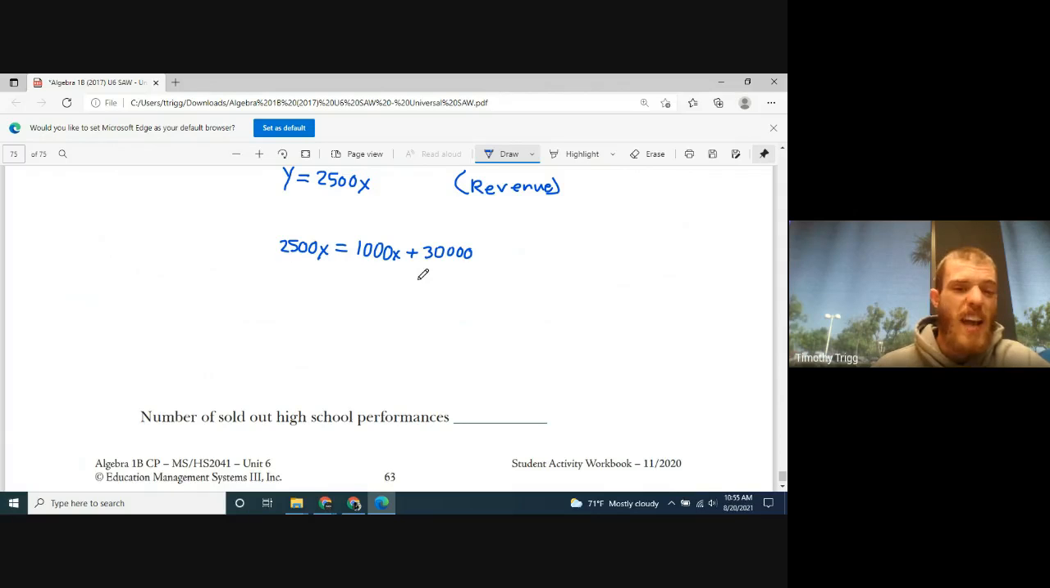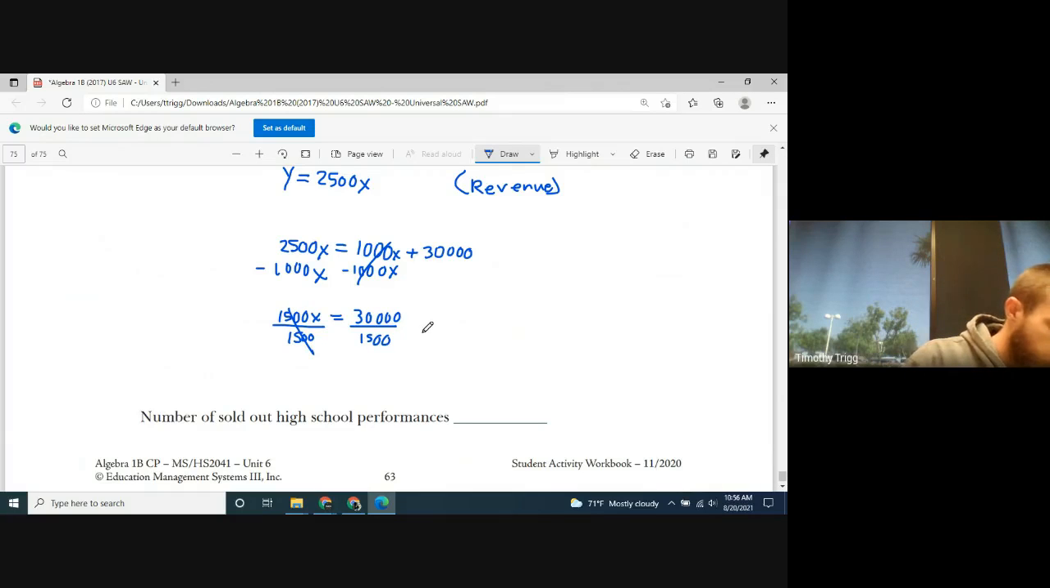So notice there's X on both sides of the equation. So we want to bring all our X's together on the same side. What we're going to do is subtract 1,000X on both sides. That way we only have X's on the left side. So this will be 1,500X equals, on our right side, we have 30,000. To get X by itself, divide by 1,500. And that'll give you 20.